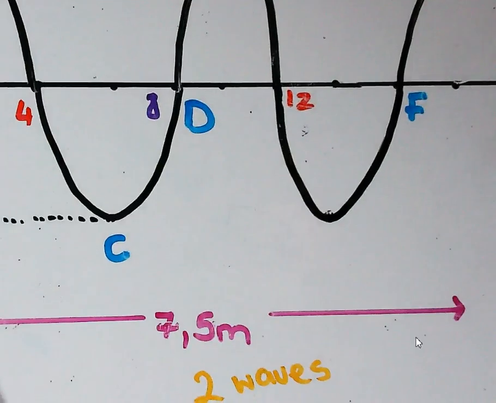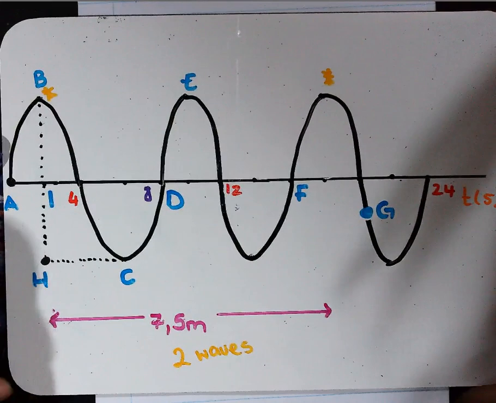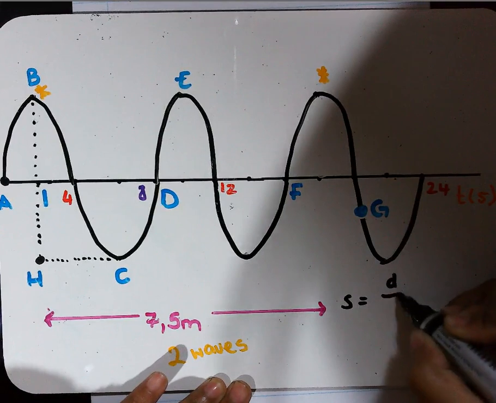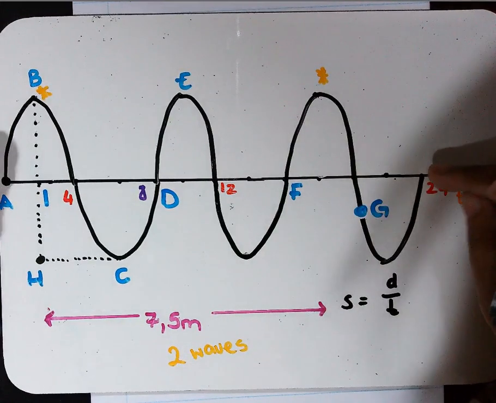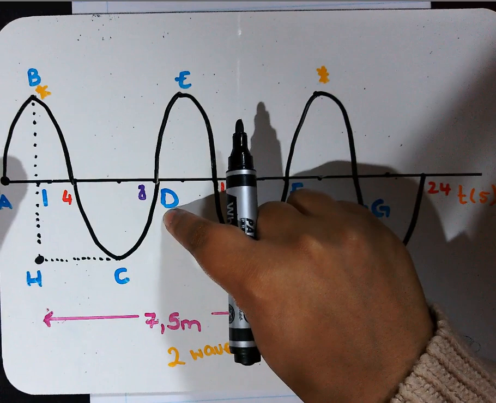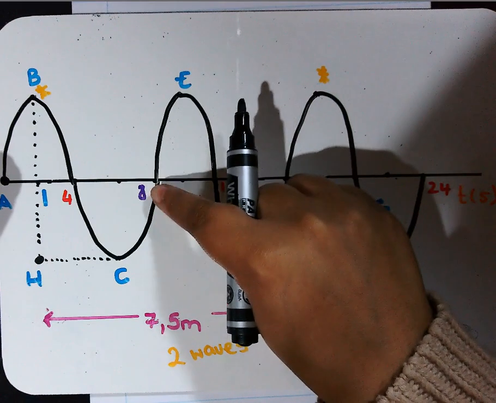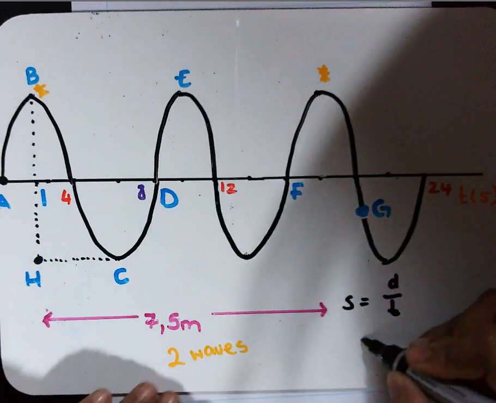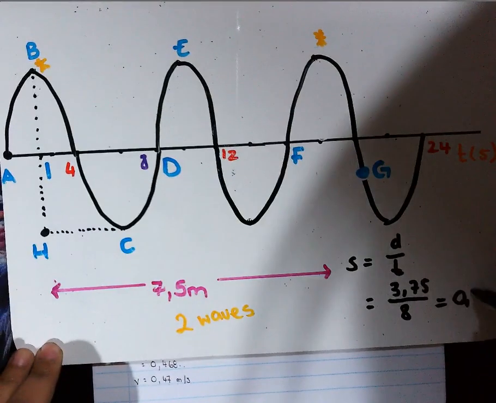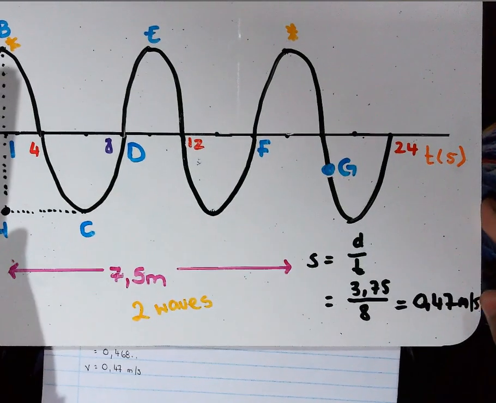I want you to also know that we could have done this using the grade 9 mathematics formula, where speed is equal to distance over time. I'm going to do that over here as an alternative. We need to figure out any distance, and what the time is. We know that one wave took 8 seconds, and that one wave is 3.75 meters. So the speed is 3.75 meters over 8 seconds, which gives us the exact same answer of 0.47 meters per second. That is the full solution to this question.